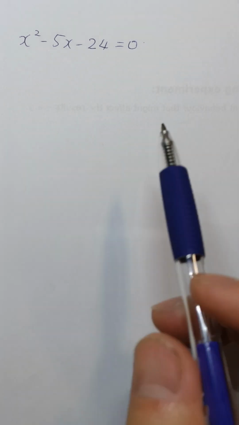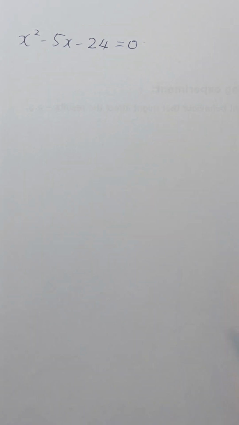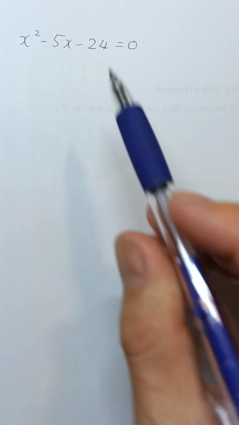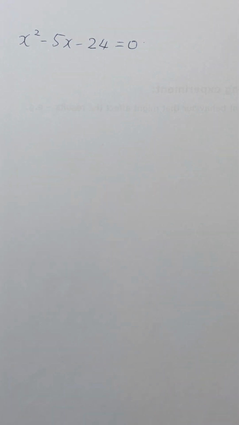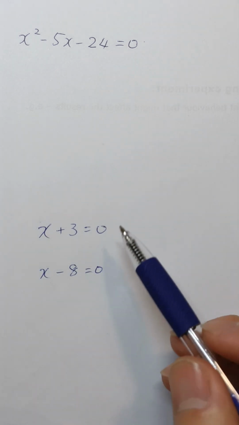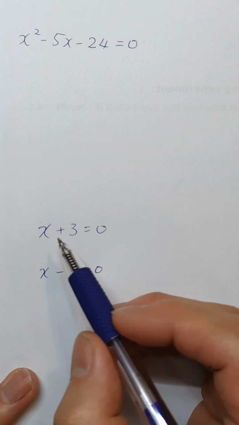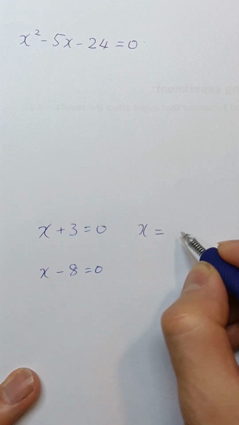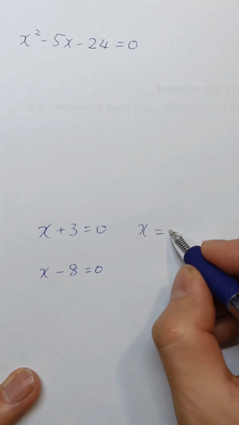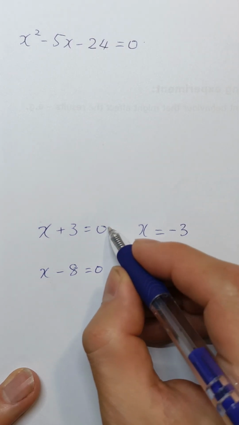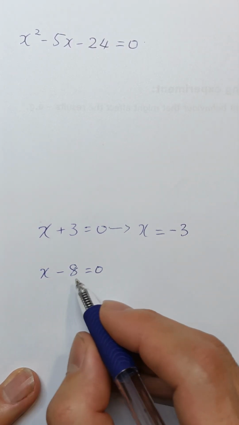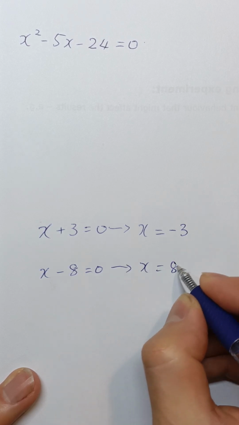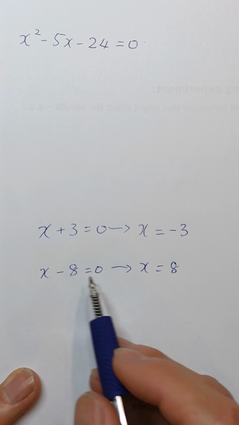I will show you how to solve this equation, right? If the equation is linear, which doesn't have 2 on top, for example, these two equations, it's easy to solve, isn't it? Something plus 3 equals 0, so x equals 3 take away 3 is 0, so negative 3, right? And then x minus 8 equals 0, that means x equals 8, isn't it? 8 take away 8 is 0.